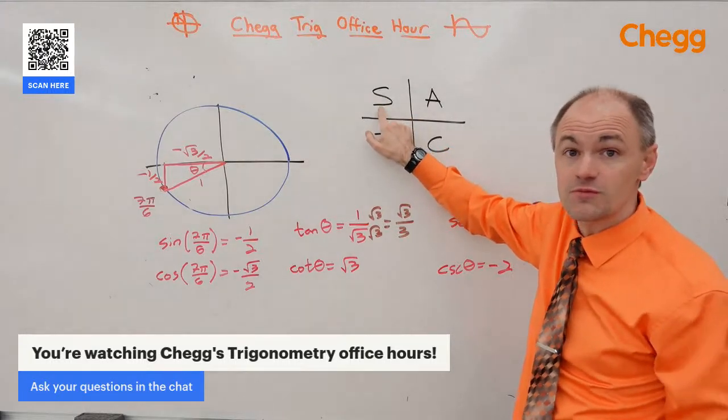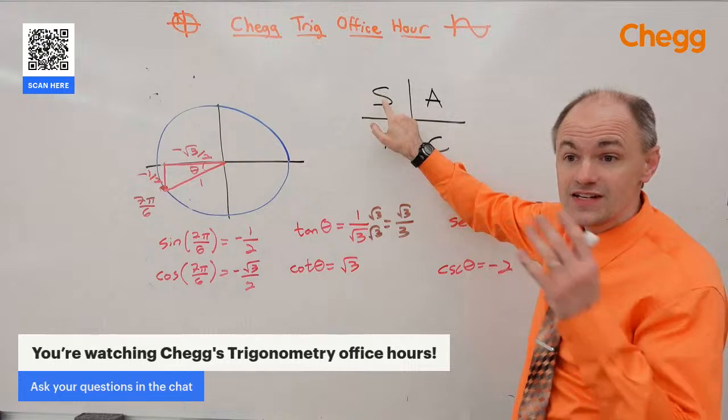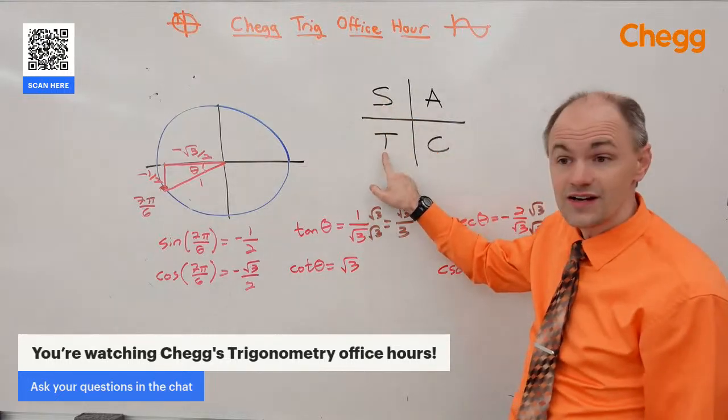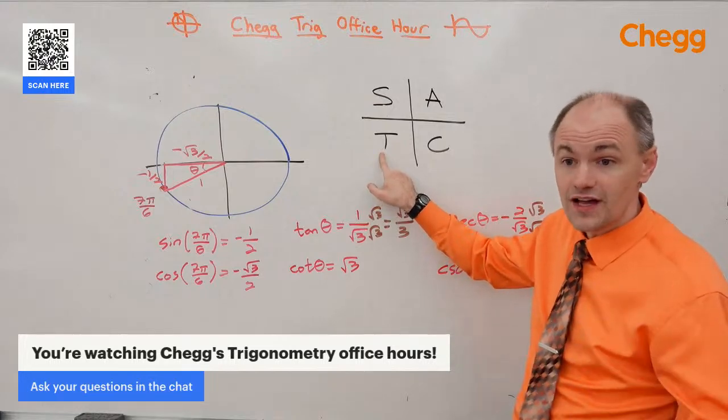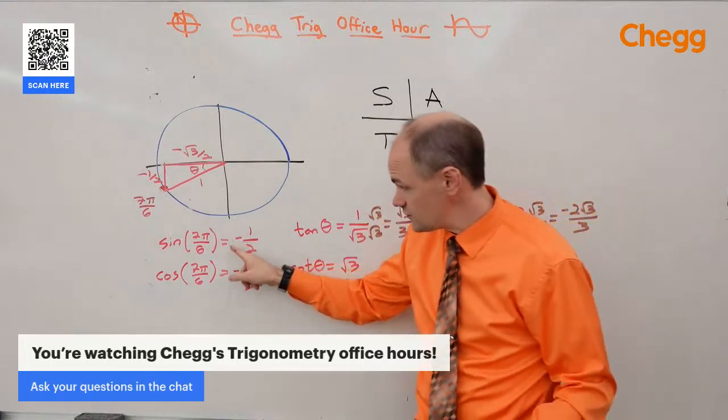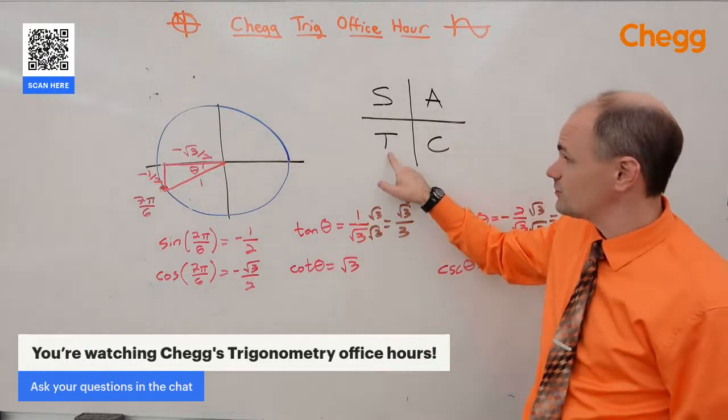Sine is positive here, which means the other ones, cosine is negative, tangent's negative. Down here, tangent is positive, which means the other ones, cosine and sine, are negative. And sure enough, cosine and sine were negative, tangent was positive.